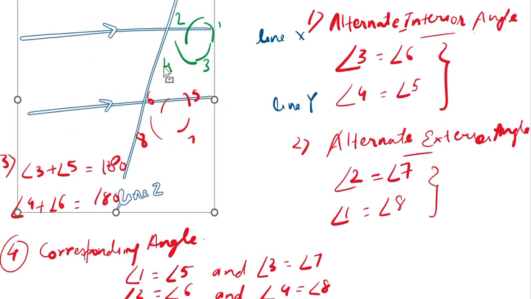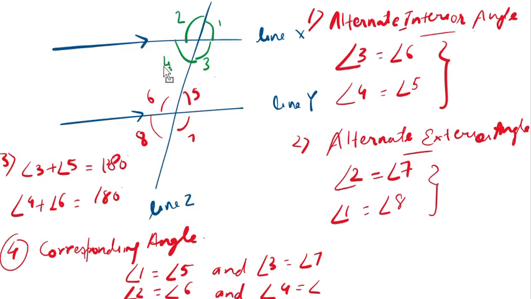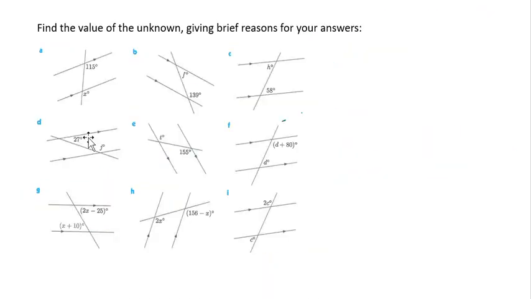So for today's lecture we are going to solve some questions. This is the question: find the value of the unknown, giving a brief reason for your answer. So here are some unknown values. You have to find the value of these. And one more thing: when two lines are parallel, how do we represent it symbolically?